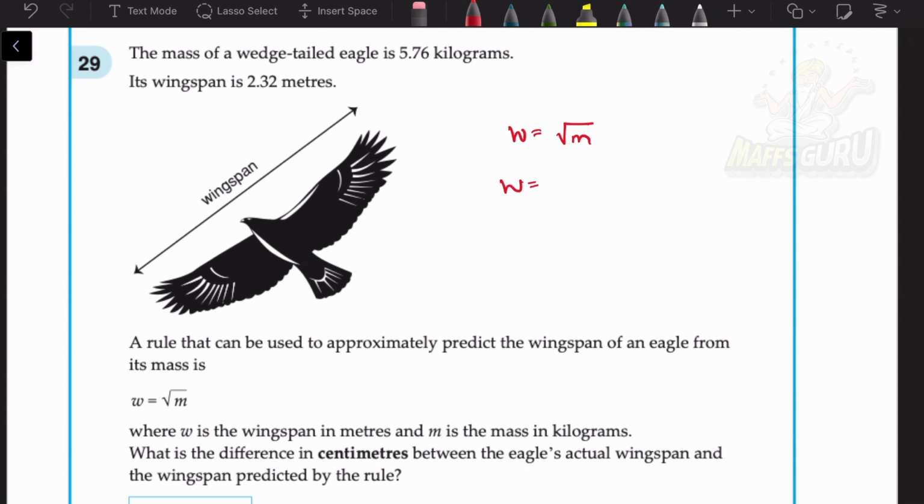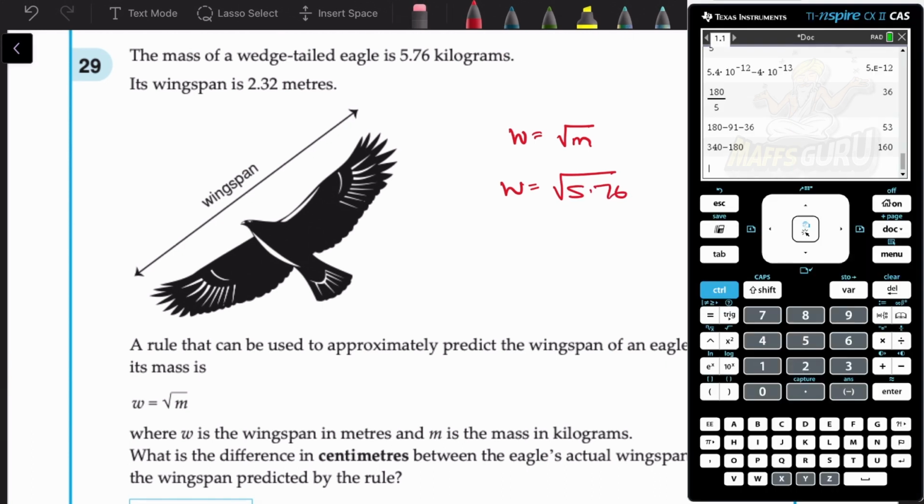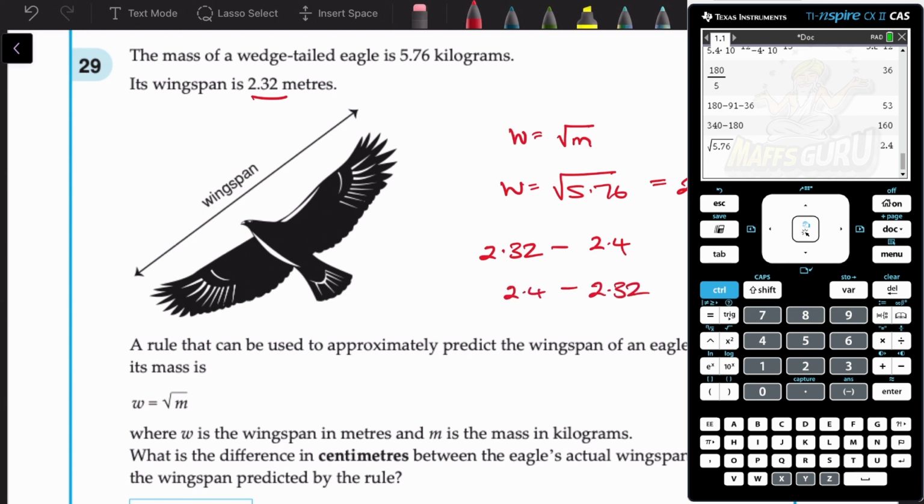What is the difference in centimeters between the eagle's actual wingspan and that predicted? All right, so the predicted wingspan is going to be the square root of 5.76. Let's do the square root of 5.76, gives me 2.4, that's the predicted. Now the actual wingspan is 2.32, minus the predicted 2.4, that's going to give me a negative value, so it's not going to make sense to do it that way. We're going to do 2.4 minus 2.32, which gives me 0.08 meters.